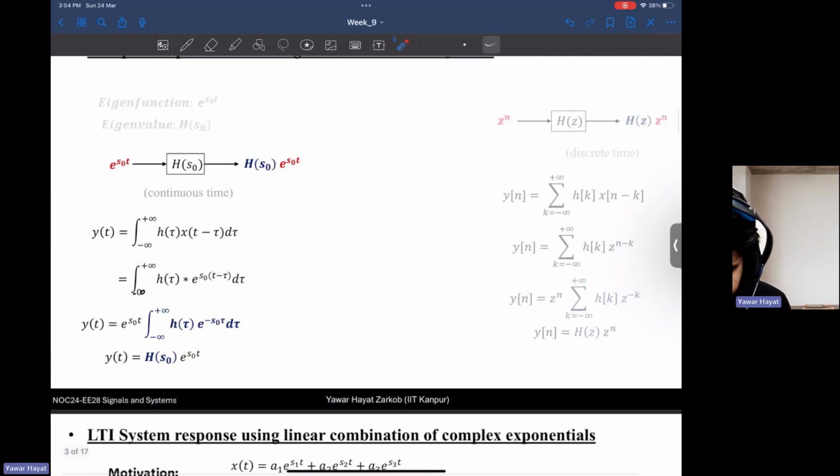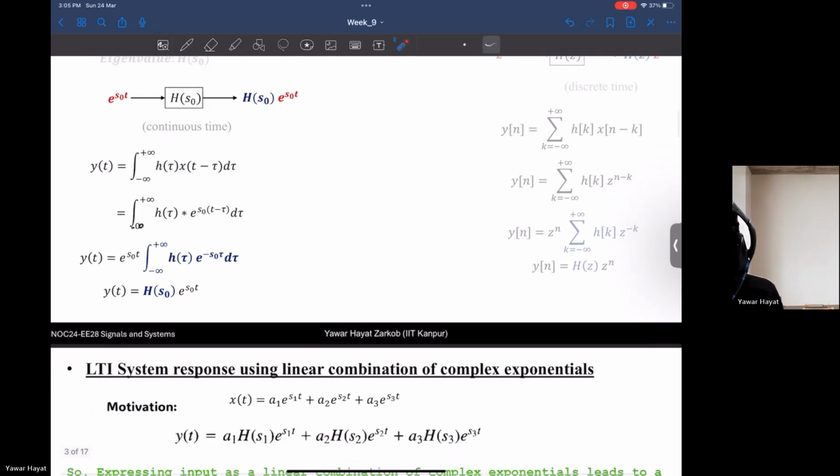So, what does this motivate us to do? This motivates us to express our input as a linear combination of complex exponentials. Because if I do that, since the LTI system is linear, I can evaluate the output as a linear combination of the individual outputs.